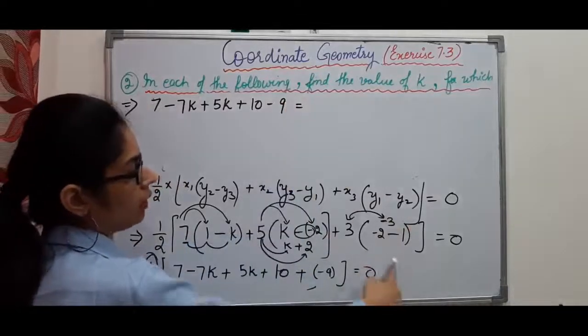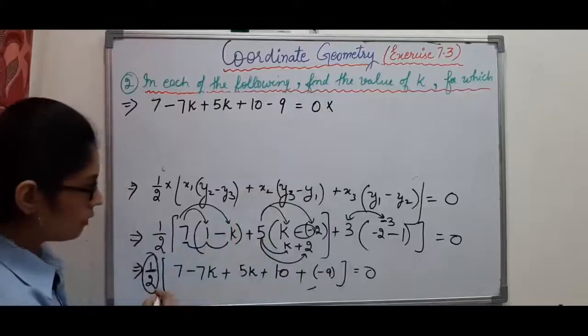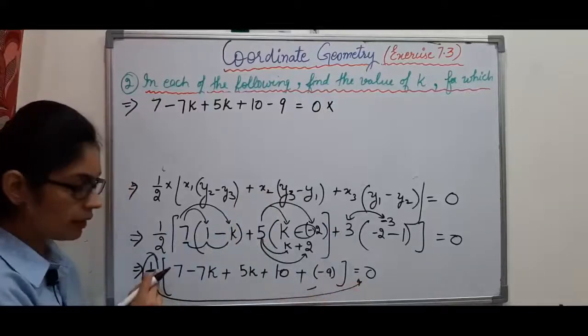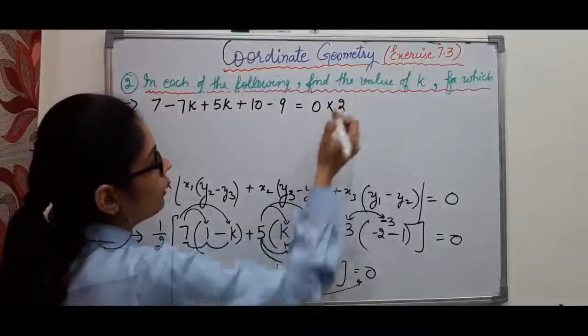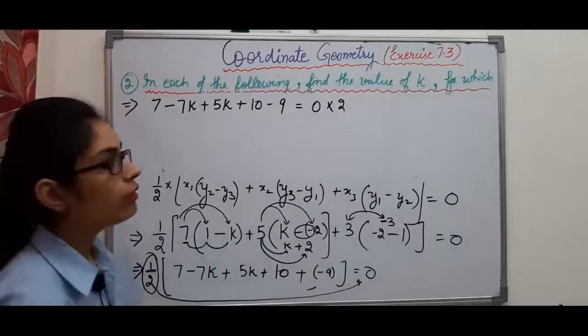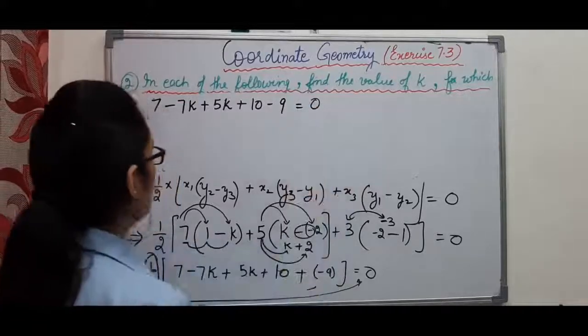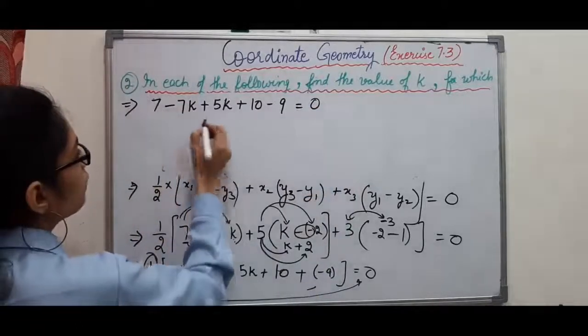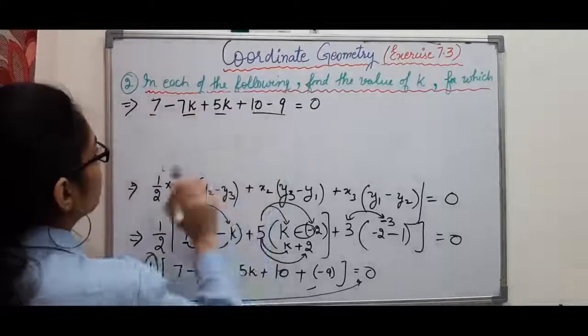Here other side we have 0 and this 2 we are shifting to other side. When this 2 is getting divided this side, on shifting its side it will get multiplied, so 0 into 2, 0 into 2 it will be 0, so directly we can write 0. Now let's add all the like terms. We can say these 2 are like terms and these 3 are like terms.